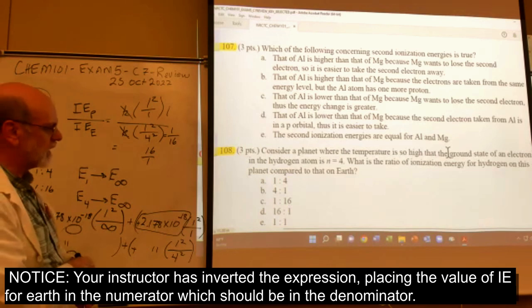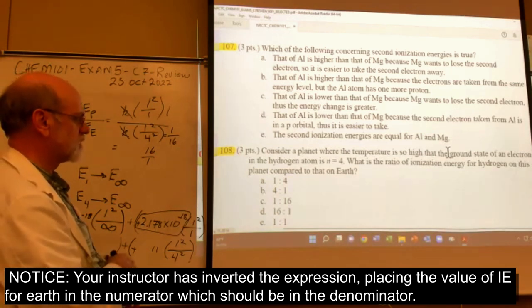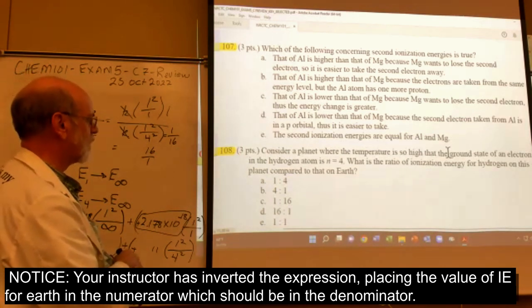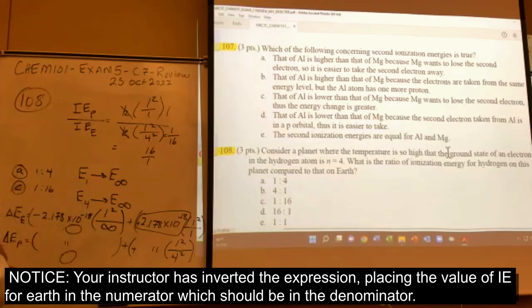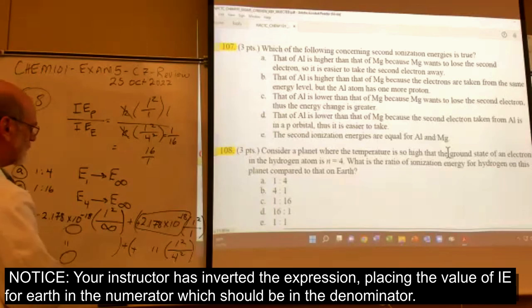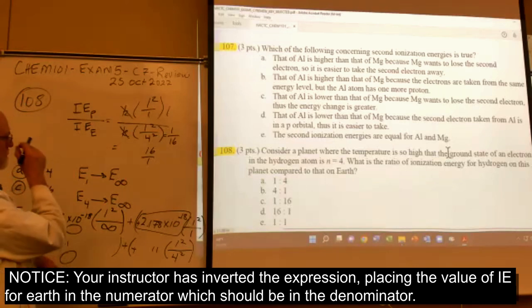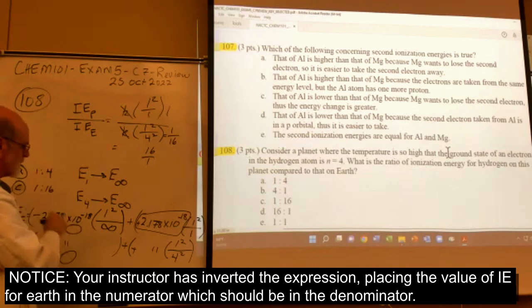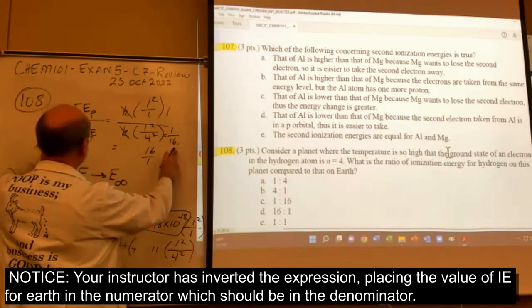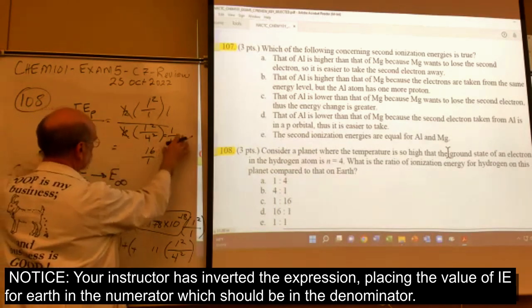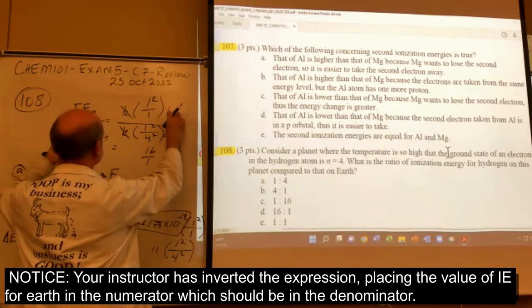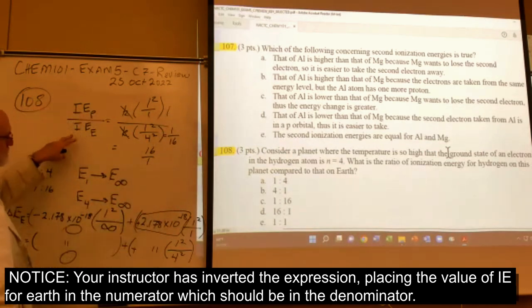Let me see if I read it right. What's the ratio of ionization energy for hydrogen on this planet compared to that on Earth? Ionization energy on this planet compared to that on Earth. Yeah, it should take less energy. 1/16 as much energy. So this ionization energy is 1/16 that of Earth.